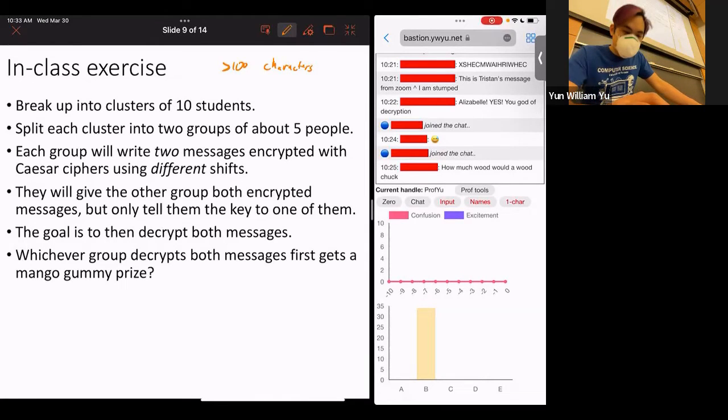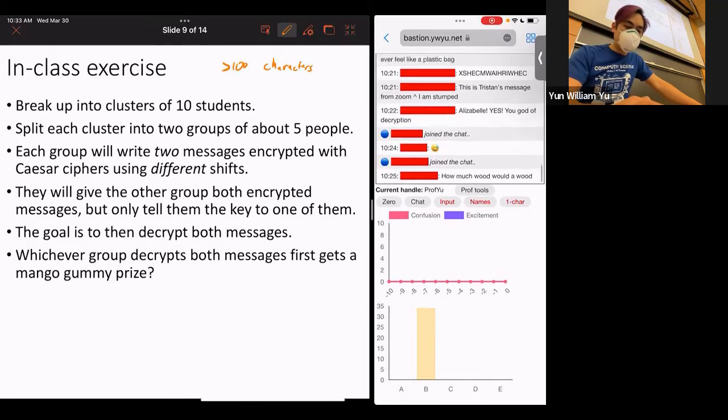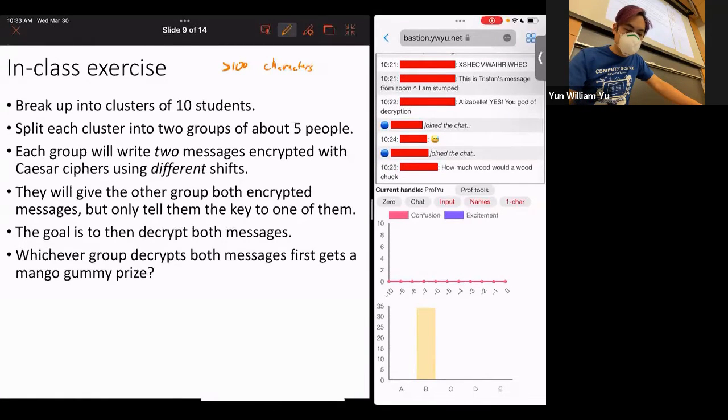I see someone in chat did a quite hard one. How much would a woodchuck chuck? Because that doesn't have any E's or T's. And so if you want to make really hard things, you can do things that have really weird frequencies, like the last example in chat.